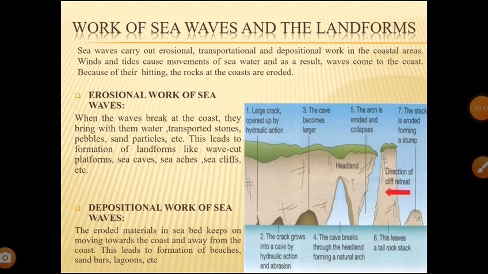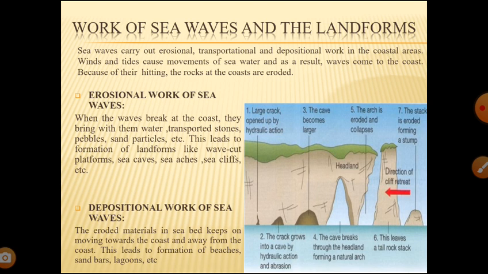Work of sea waves and the landforms. Sea waves carry out erosional, transportational and depositional work in the coastal areas. Winds and tides cause movements in sea water, and as a result, waves come to the coast, and because of their hitting, the rocks at the coast are eroded.